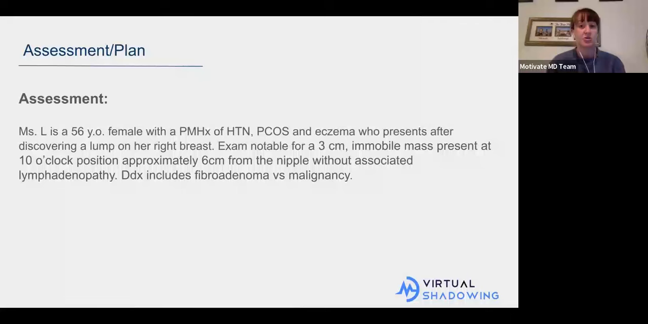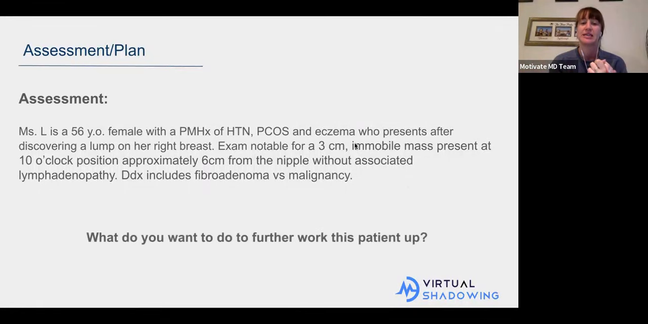Her exam is notable for a 3-centimeter immobile mass present at the 10 o'clock position, approximately 6 centimeters from the nipple, without associated lymphadenopathy. Our differential diagnosis includes more than likely a fibroadenoma versus malignancy. Malignancy is a very fancy word for cancer. Those are the two things I would put highest because of her given exam.